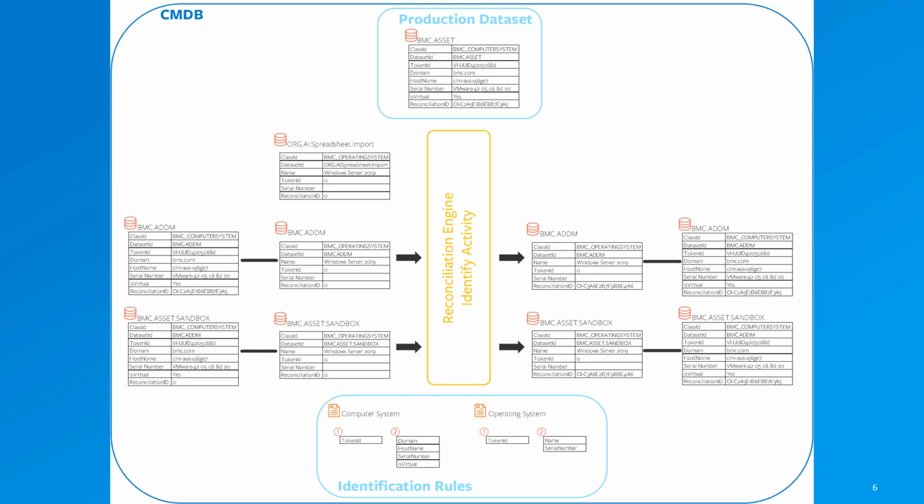This set of scenarios highlights a key reason why multiple reconciliation jobs should not be run at the same time. If this scenario was duplicated in an environment and all three datasets had their own reconciliation job and it ran at the same time, the BMC ADDM and the BMC Asset Sandbox datasets operating system records could end up with two different reconciliation IDs. This will later result in duplicate CIs. So do not run reconciliation jobs in parallel with each other.